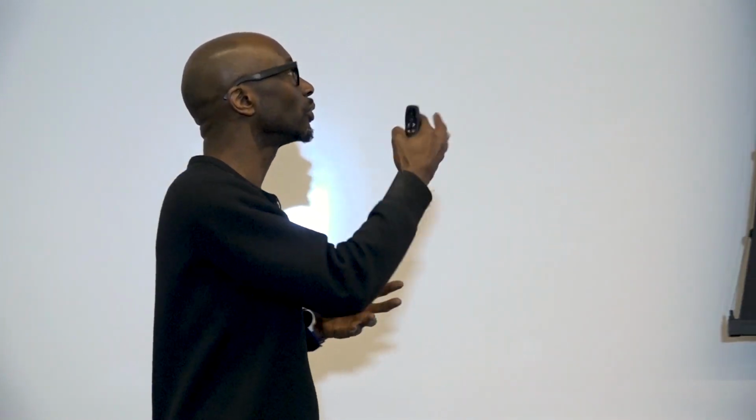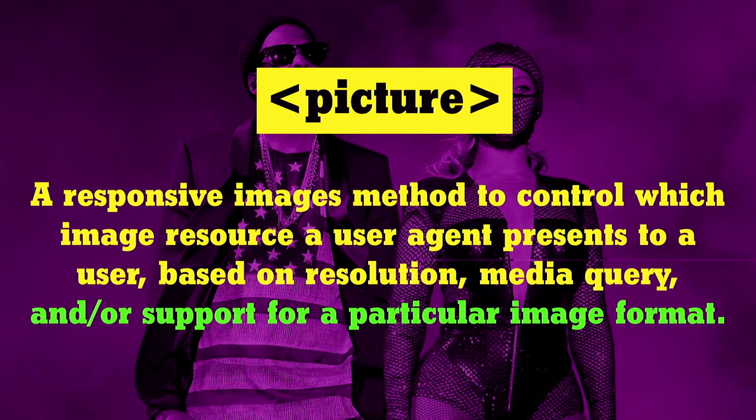So what do we want to do with all this information? We know image formats, we know we have to remove some of the EXIF data, but for sure, to use the image formats to their best abilities, you want to use the picture tag. Who's familiar with the picture tag here? Who's used it in a project? Okay, so let me just read this real quickly. It's a responsive images method to control which image resource a user agent presents to a user based on the resolution, media query, and/or support for a particular image format. Especially that last line, that's super important.